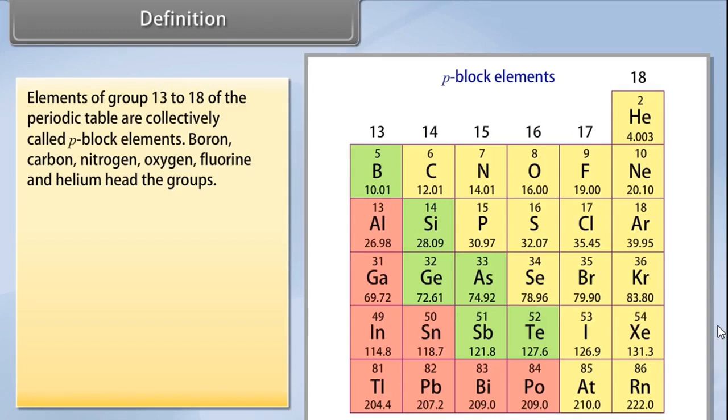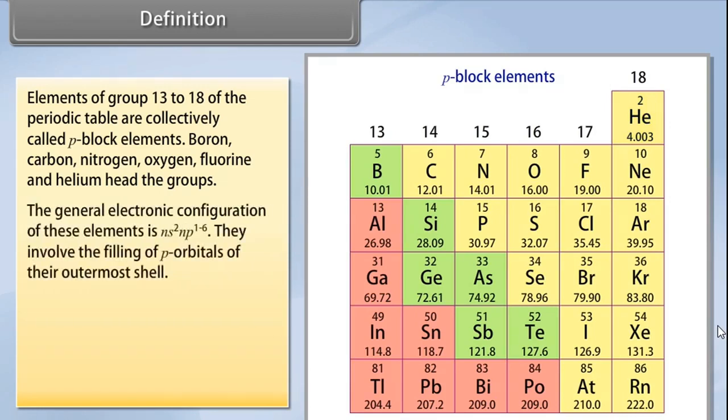Groups 13 to 18 of the periodic table are collectively called p block elements. Boron, carbon, nitrogen, oxygen, fluorine, and helium head the groups. The general electronic configuration of these elements is ns2np1-6. They involve the filling of p orbitals of their outermost shell.